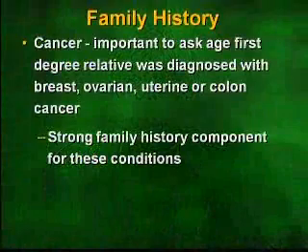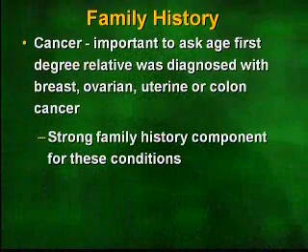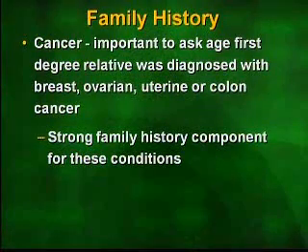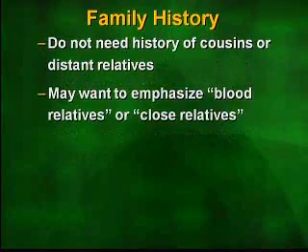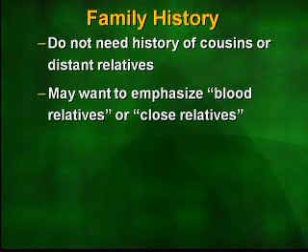Okay, so this is important. We want to ask the age that a first degree relative was diagnosed with breast, ovarian, uterine, or colon cancer, because those are related. How do I want to say this? Help me here. They're genetically predisposed? Yes, that's a good way to say it, inherited genetic predisposal. Thank you.